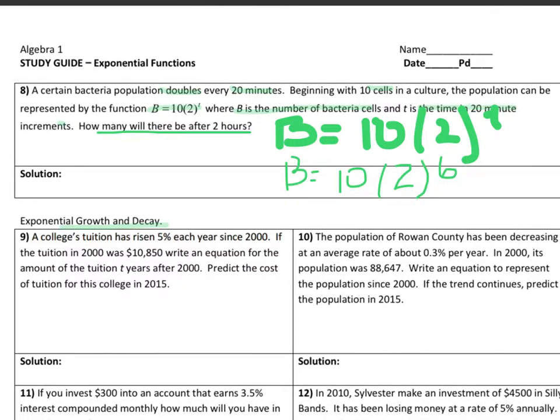So if you just put in your calculator 10 times 2 raised to the 6, it will give you a final answer of 640.